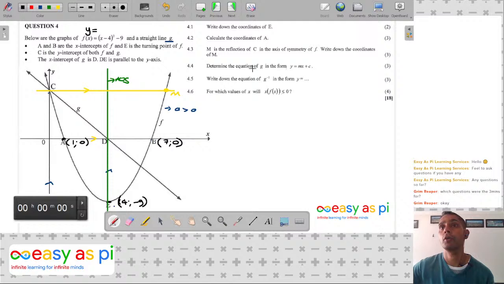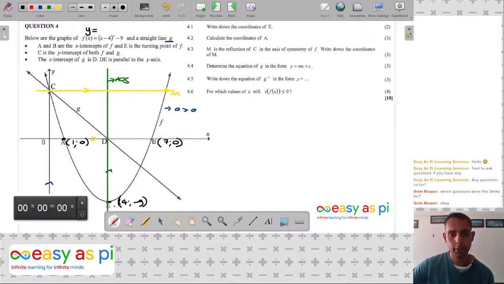And then let's look at 4.4 as well. They say determine the equation of g in the form y = mx + c. So they want the equation of the straight line as well. So if I wanted to get the equation of this line, well, let's see what else we know. They say C is the y-intercept of f and g. The x-intercept of g is at D. And DE is parallel to the y-axis.